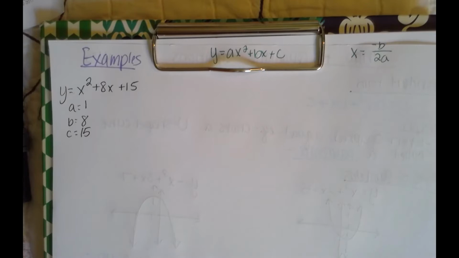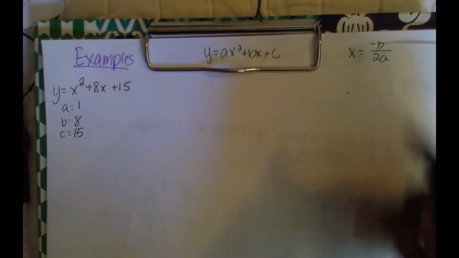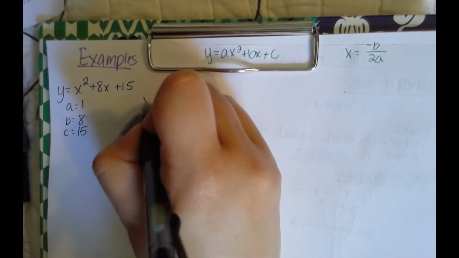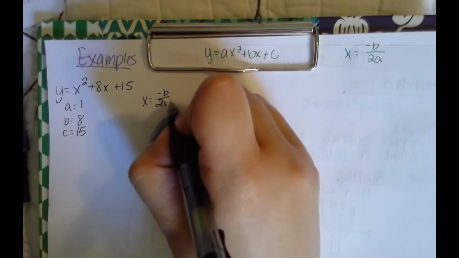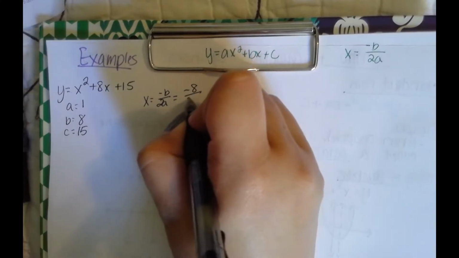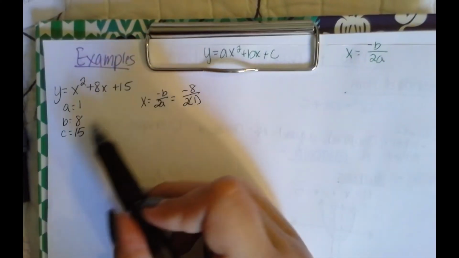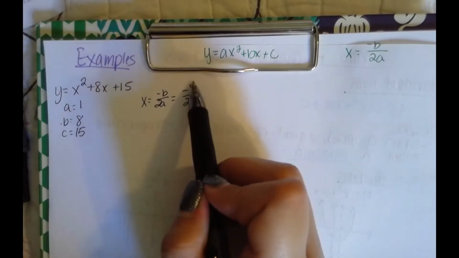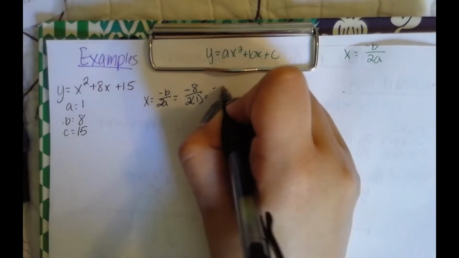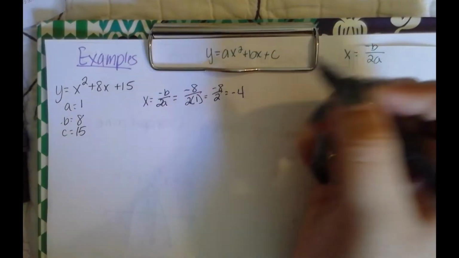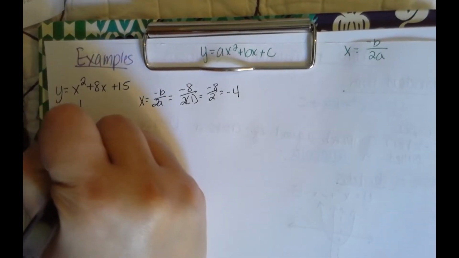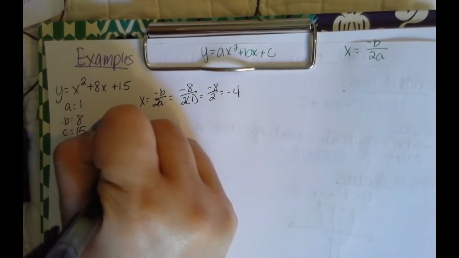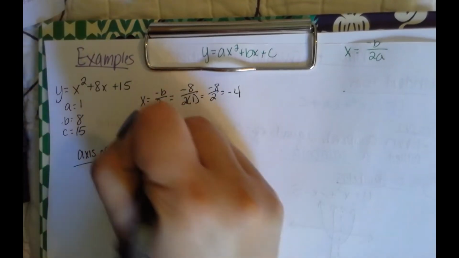Next, you need to find your axis of symmetry. Your axis of symmetry can be found by using this: x equals negative b divided by 2a. So if b is 8, plug in 8. So negative 8 divided by 2, plug in 1 for a. All we're doing is plugging in the values of the letters into the equation. So this would be negative 8 divided by 2, which is negative 4. So hence, your axis of symmetry is where x equals negative 4.